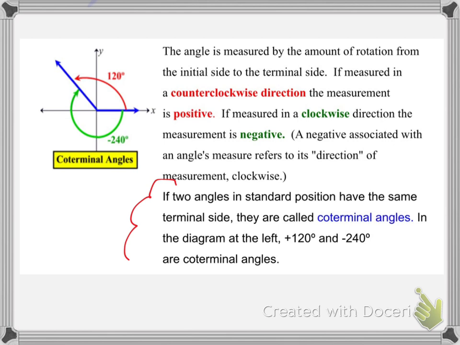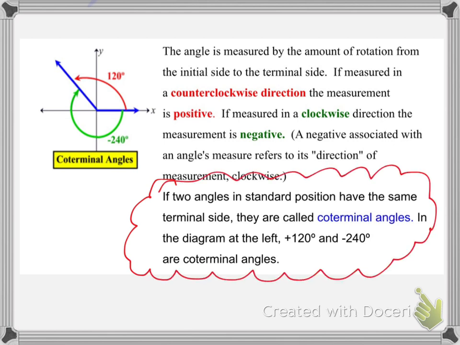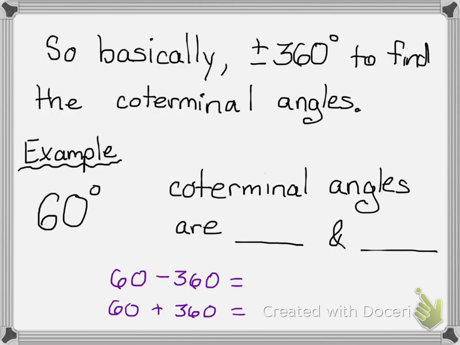If two angles in standard position have the same terminal side, they're called coterminal angles. As you can see, the positive angle is 120 degrees and the negative angle is 240 degrees. Those are coterminal angles. They share the same terminal side. So basically, you're going to add 360 degrees or subtract it to find the coterminal angles.